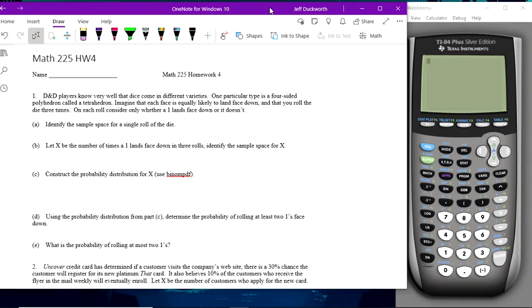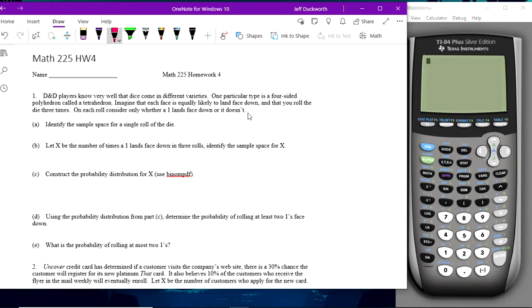So number 1, D&D players know very well that dice come in different varieties. One particular type is a 4-sided polyhedron called a tetrahedron. Imagine that each face is equally likely to land face down and that you roll the die 3 times. On each roll, consider only whether a 1 lands face down or doesn't. So you're going to roll the die, take a look at the bottom. If there's a 1 on the bottom, then you have a success. If there's not a 1 on the bottom, it's going to be a failure. That's what that means. All right, identify the sample space for a single roll.